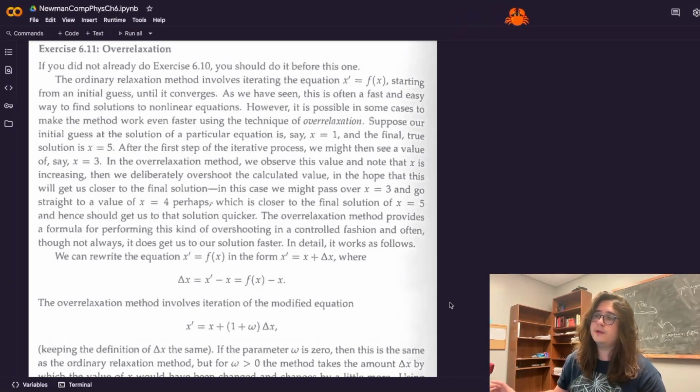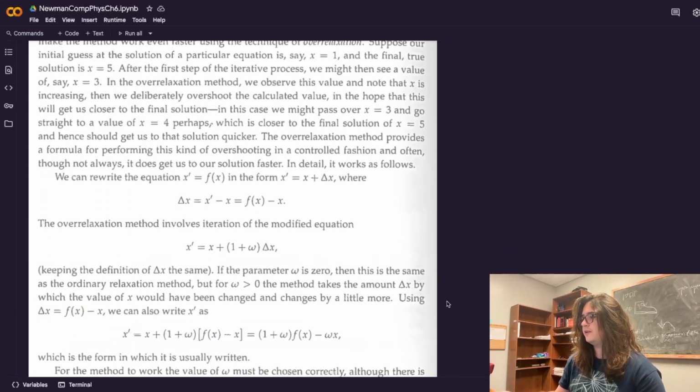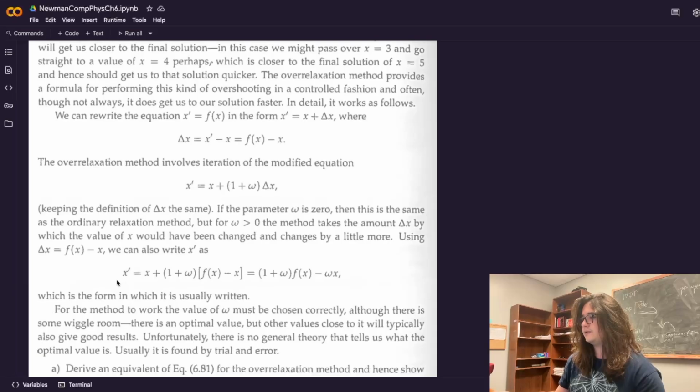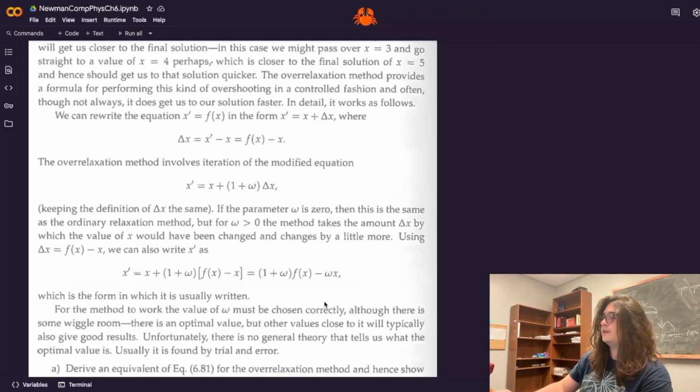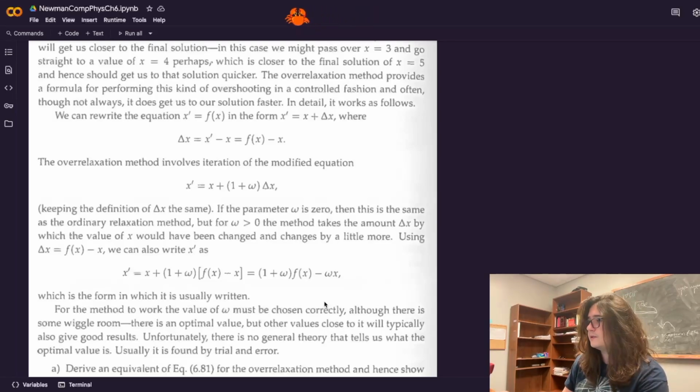We're going to be doing a code which does the over-relaxation method, which is a variation on the relaxation method where all that changes is instead of making your x equal to f of x, you instead make it equal to 1 plus omega times f of x minus omega x, and then update that as you go. It tends to get to the solution a little bit faster sometimes.